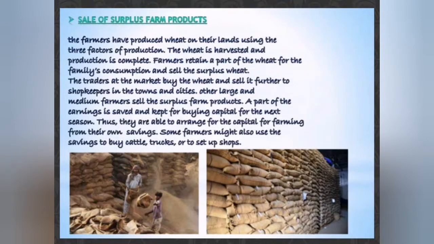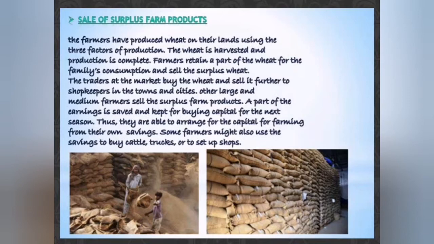The medium and large farmers can only do surplus production. Their main aim is to sell the products in the market. The farmers, that is the medium and large farmers, have produced wheat on their lands using the three factors of production. The wheat is harvested and production is complete.